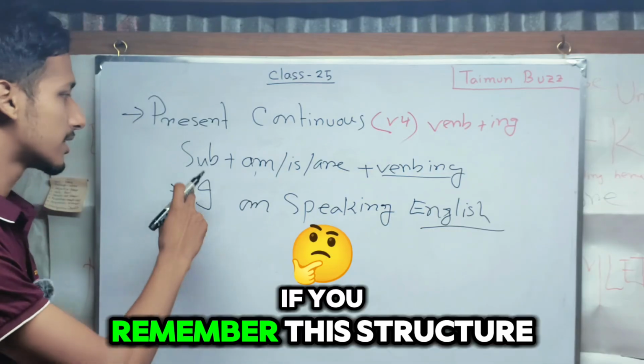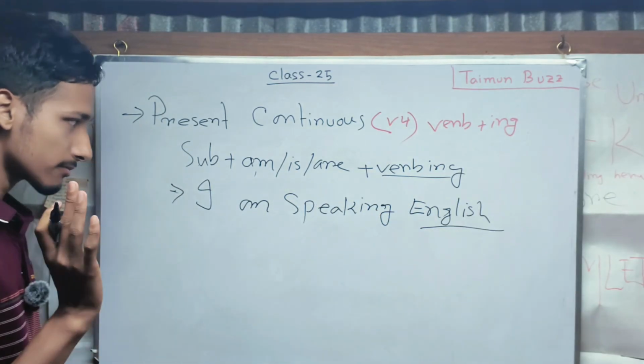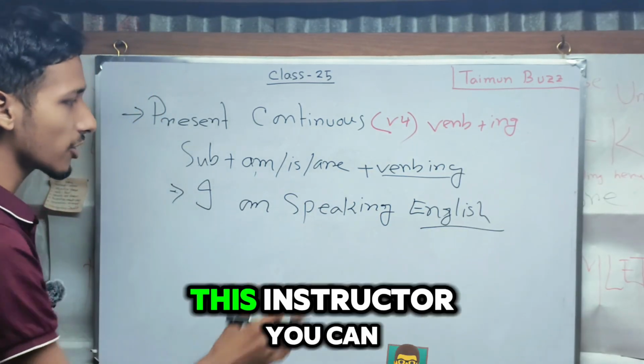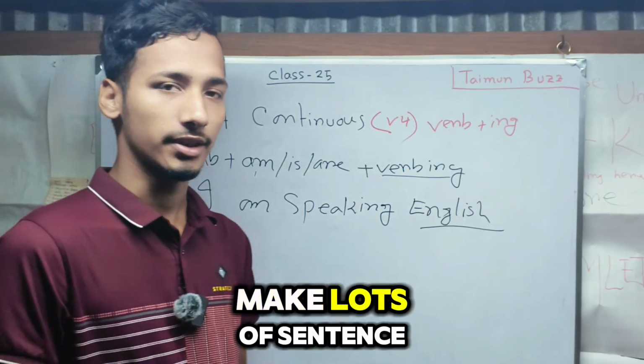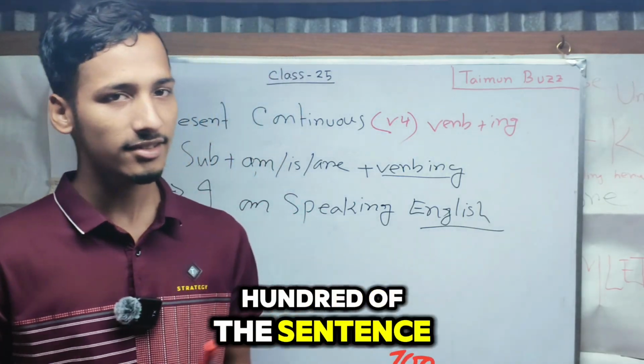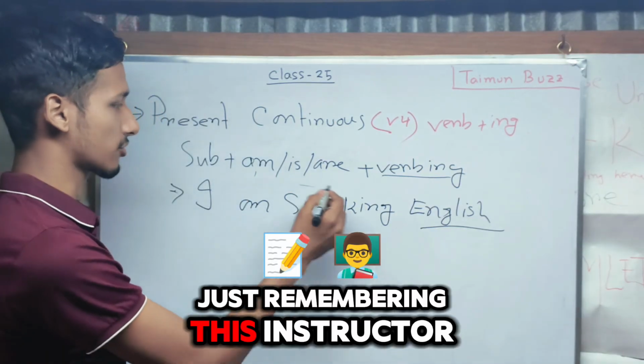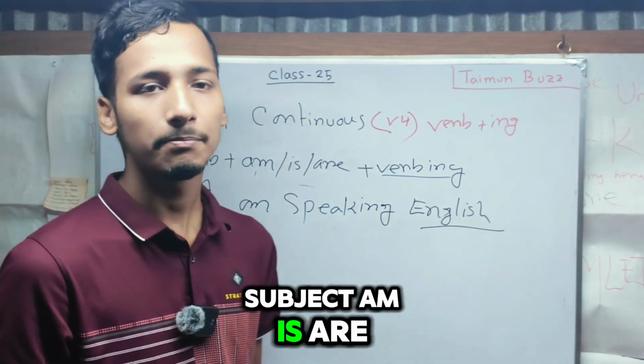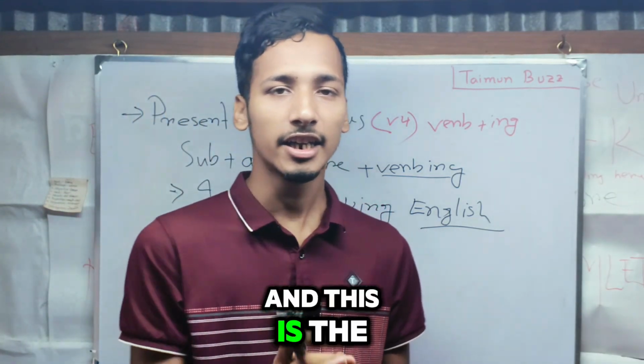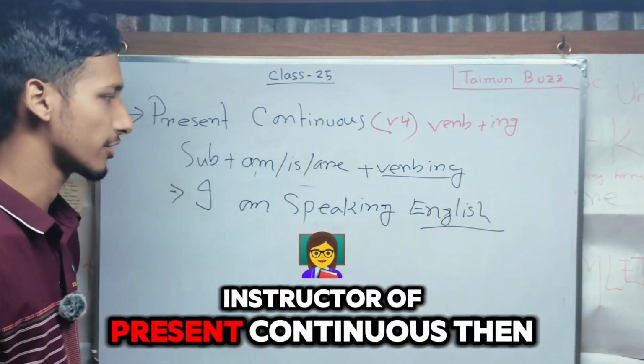If you remember this structure, you can make lots of sentences, hundreds of sentences and thousands of sentences, just by remembering this structure: subject plus am, is, or are plus verb ing. This is the structure of present continuous.